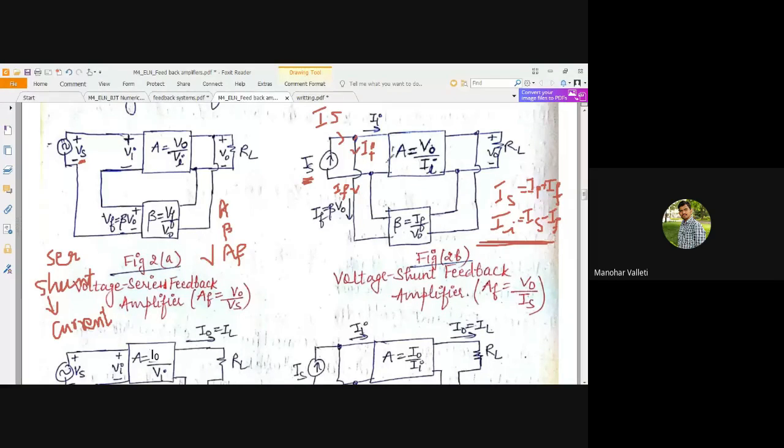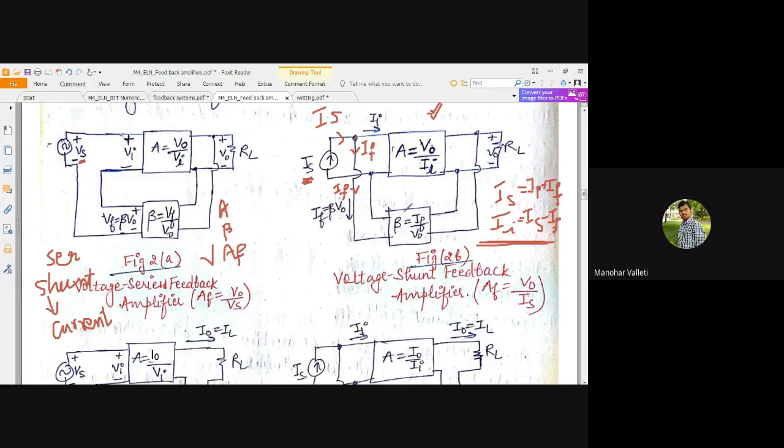Fine. So this block diagram uses voltage shunt feedback connection. Now we try to see the definition. So A is equal to V naught by II, because the effective input appearing at the amplifier is II. So that's why A equal to V naught by II.